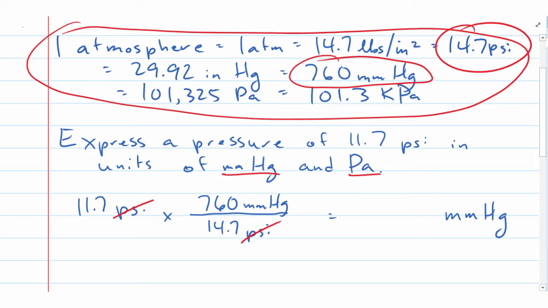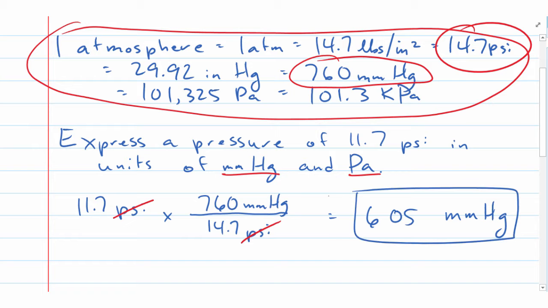Once they cancel, this is set up then to solve for millimeters of mercury. We take 760 times 11.7. We divide it by 14.7. And we're left with an answer of, and how many sig figs should be in the answer? 3. So of the 3 significant figures, this would be 605 millimeters of mercury.